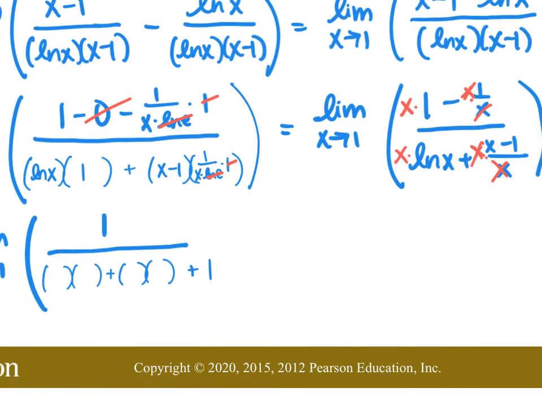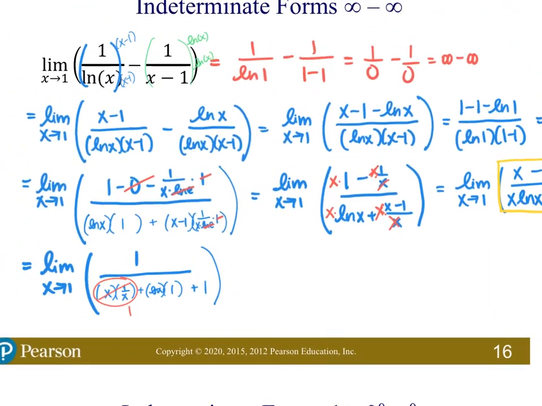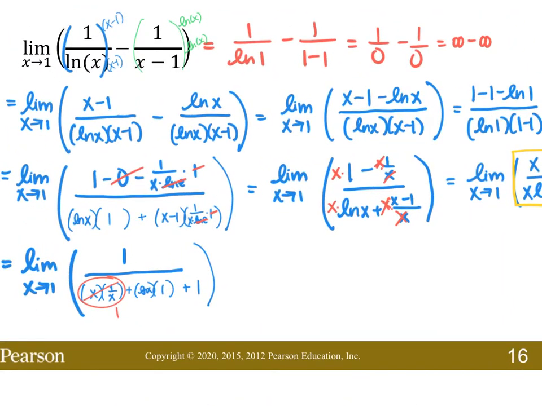Okay, let's do the product rule. x times 1 over x, and then ln x times 1. This x and 1 over x will reduce, and so I'll just have 1 there. So I have a lot of 1s. So this is the limit as x approaches 1. The numerator is 1. The denominator is now 2. Okay, that's this 1 plus this 1, that's 2, plus ln x.